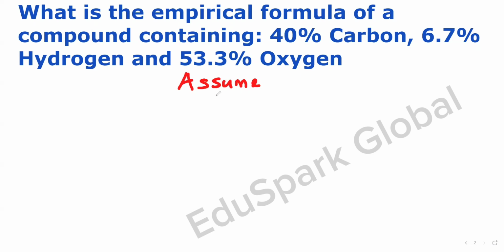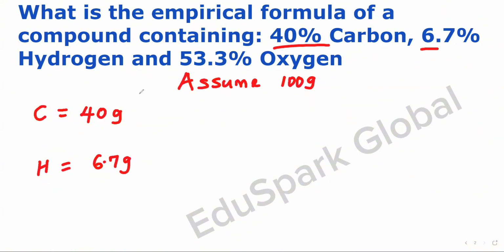And what that does is it changes all those percentages to grams. Okay? So starting with carbon, we have 40% originally. That becomes 40 grams. And then hydrogen becomes 6.7 grams. And oxygen becomes 53.3 grams.